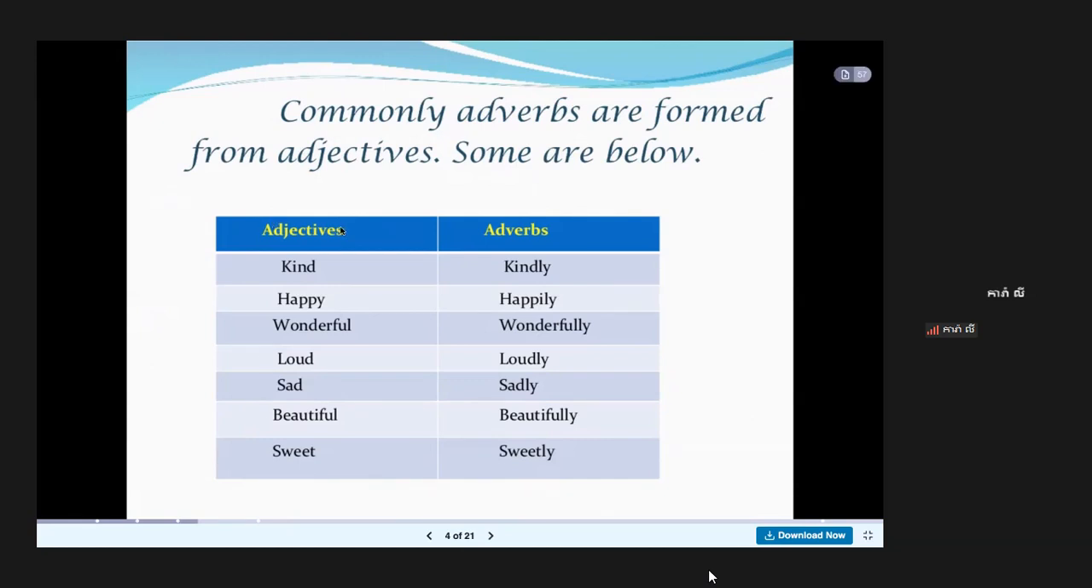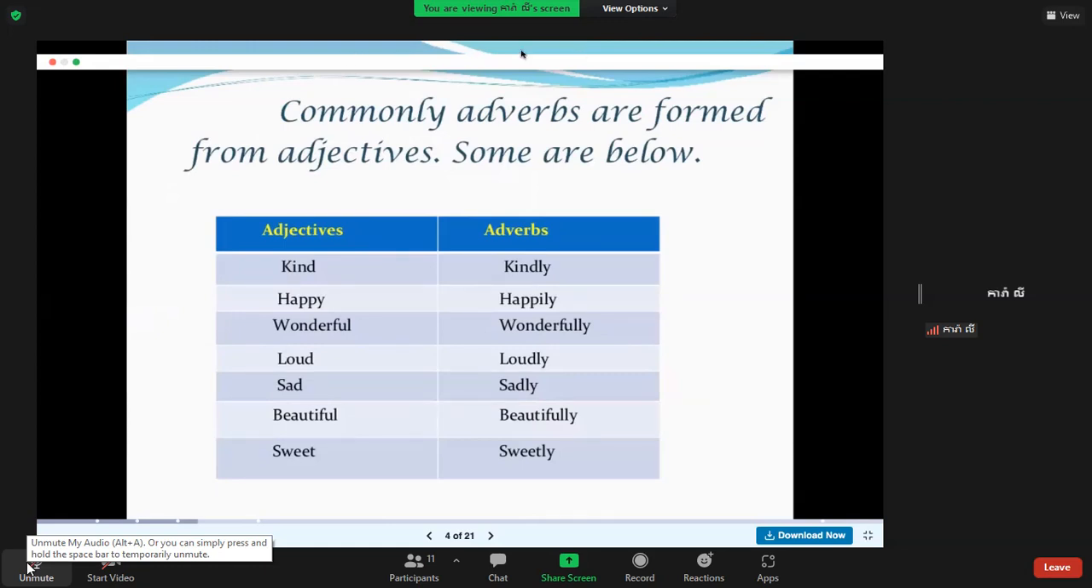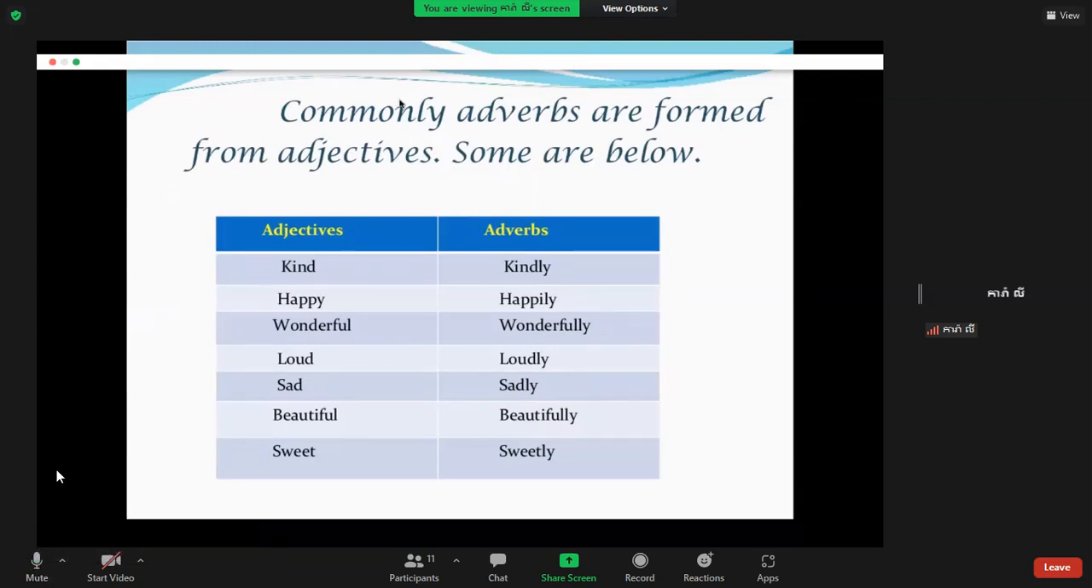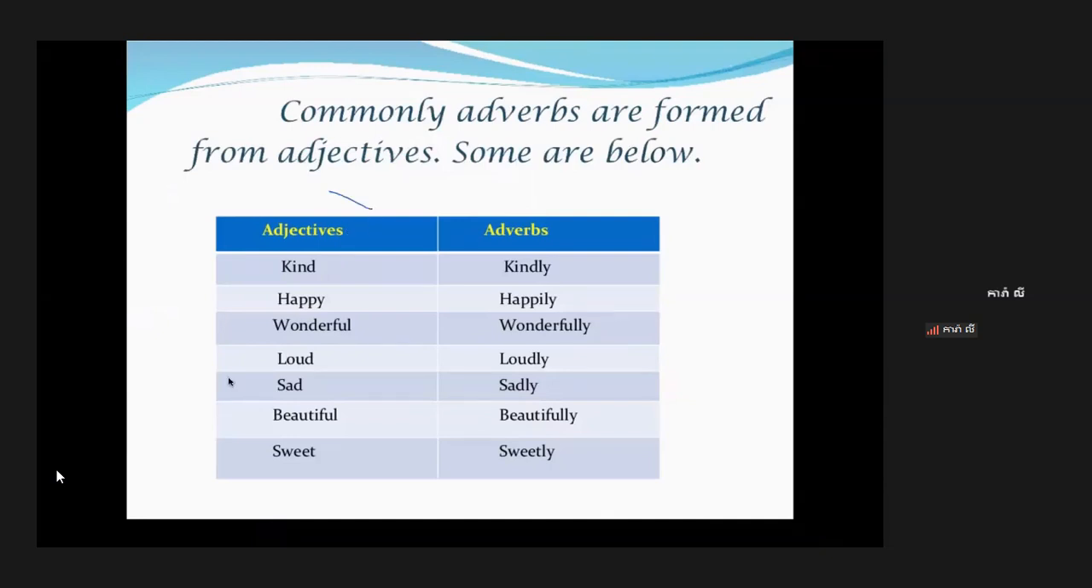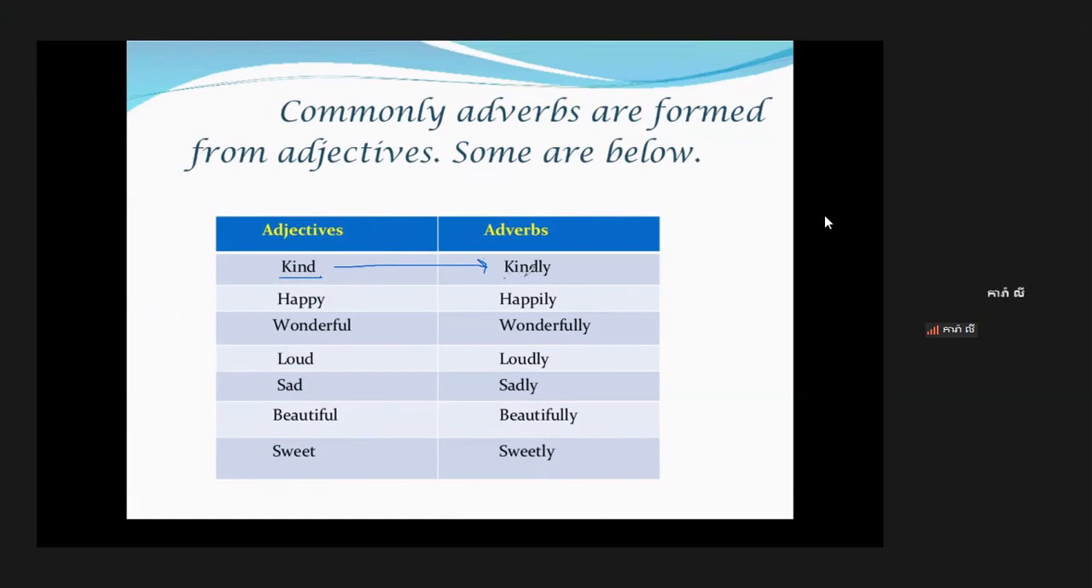So we have adjectives. Can someone read the adjectives on the left side? Thank you. Excellent job. Very clear pronunciation. All right. Now we have the adverbs, which just enhance these. Okay. So if a girl is kind, then maybe she kindly speaks to you.